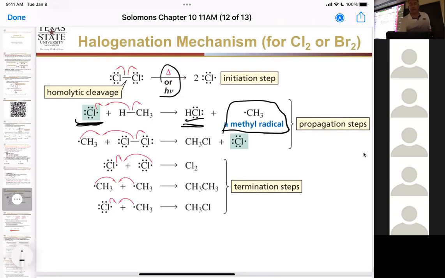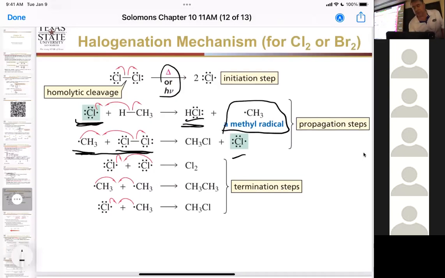Okay, well then the methyl radical can go react with another molecule of chlorine and generate a chlorine radical, which can then go back and abstract a hydrogen and generate a carbon radical, which then can go react with chlorine again. So it's propagation. It just keeps going and going and going. Okay, until you get down to the point where you have no more of your material to react with, or you run out of chlorine, or you cool the reaction down so it can't generate radicals.